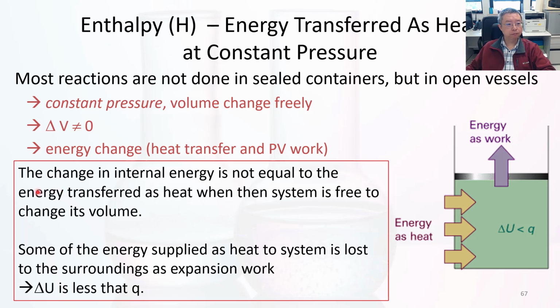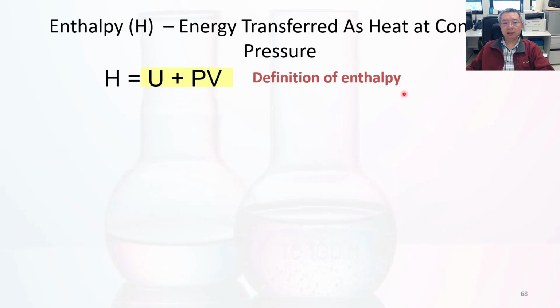In this case, the change of the internal energy is not equal to the energy transferred as heat when the system is free to change volume, because there is some extra work. So the internal energy change is less than Q. By definition, enthalpy is the energy transfer of heat at constant pressure. So we define the enthalpy as H equals U plus PV. This is the definition.